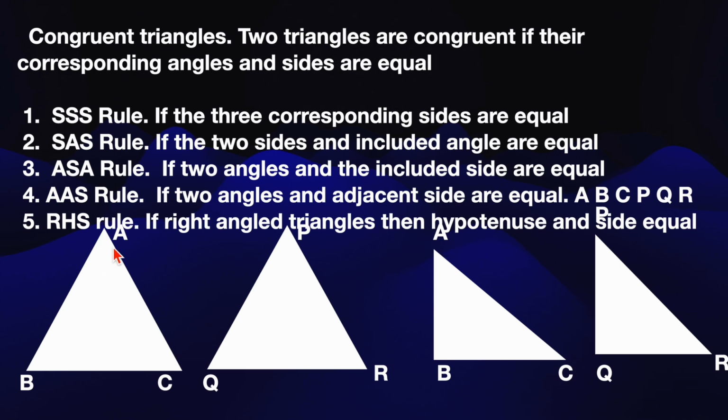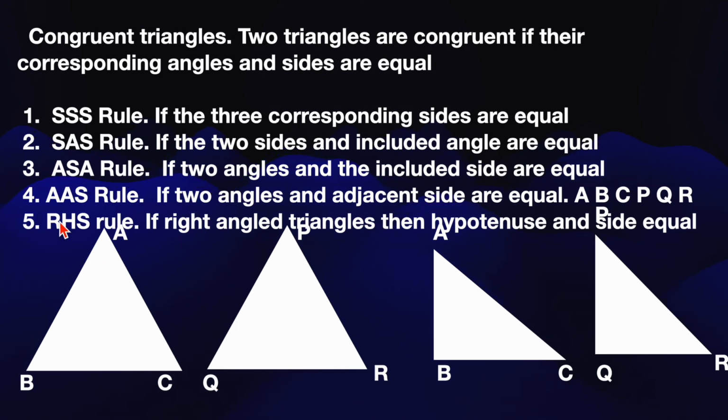ASA: angle, side and angle should be equal to this angle, side and this angle. Then by the ASA rule, they are congruent. AAS: angle, angle and side. Angle, angle and side, AAS rule.